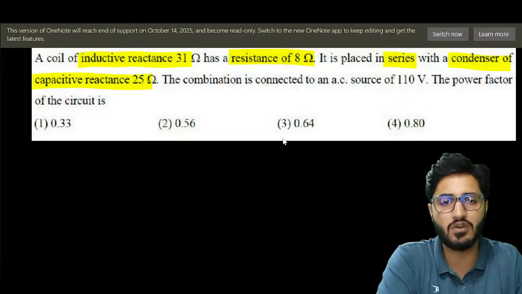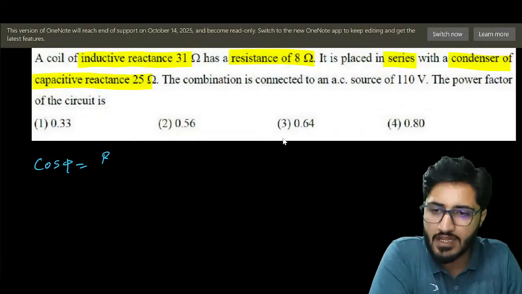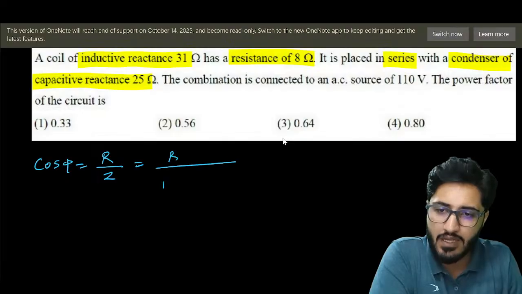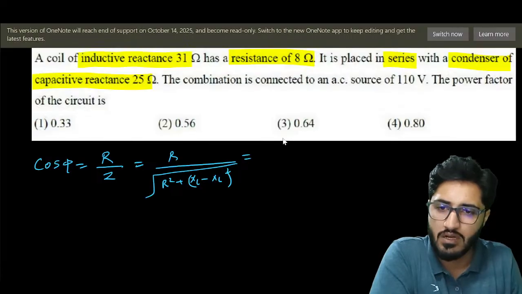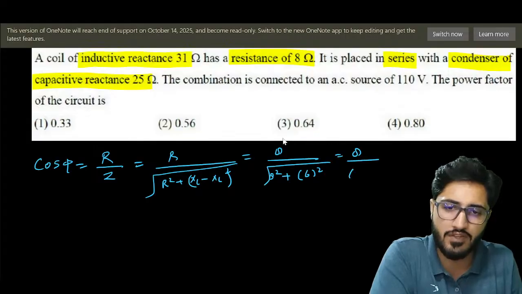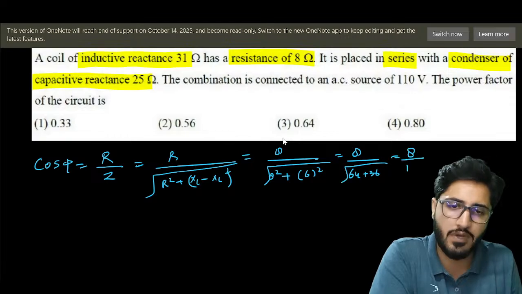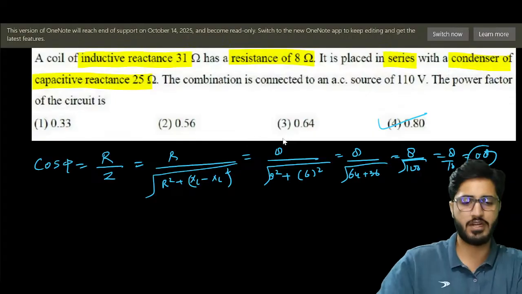Combined connected to an AC of 110 volt, find the power factor. So what is power factor? Cos phi, that is R divided by Z. So I will write R divided by square root of R square plus XL minus XC whole square. R is 8, so it is 8 divided by square root of 8 square plus XL 31 minus 25, that is 6 square. 8 divided by root of 64 plus 36, that is 8 divided by root 100, 8 divided by 10, 0.8. 0.8 is my answer.